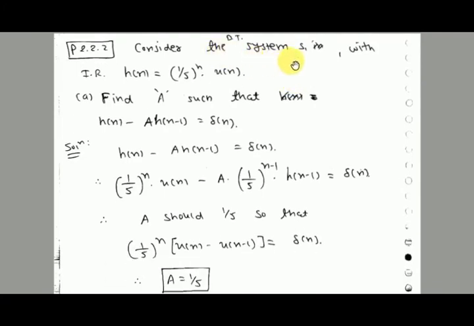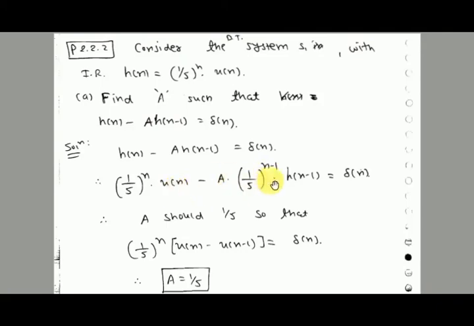Okay, so consider the discrete time system with impulse response. Find a such that this should be satisfied. Put here h of n and h of n minus 1 and solve it. Okay, you will get like this.